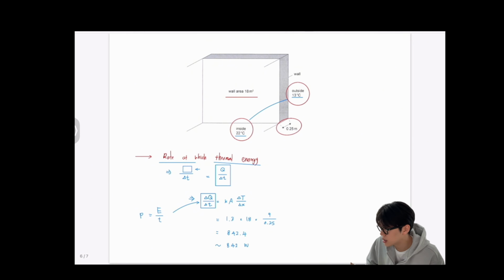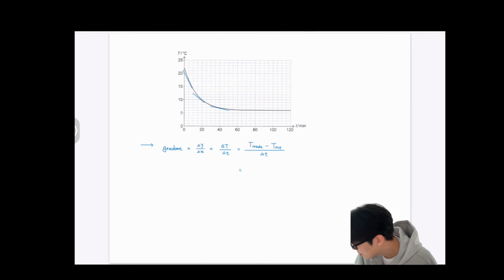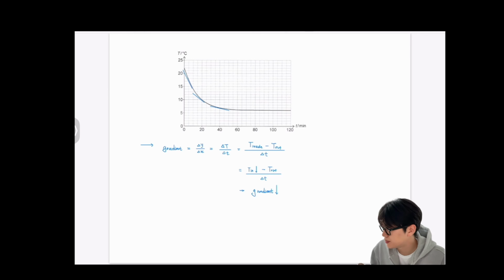But if you think about this diagram, every time the thermal energy from the inside goes to the outside, the temperature inside will decrease, right? Because the thermal energy leaves from the room to the outside. So the inside temperature will decrease over time, while the temperature outside still remains the same. Which means that the whole numbers will decrease. So that's why the gradient decreases. You have to explain something like this.